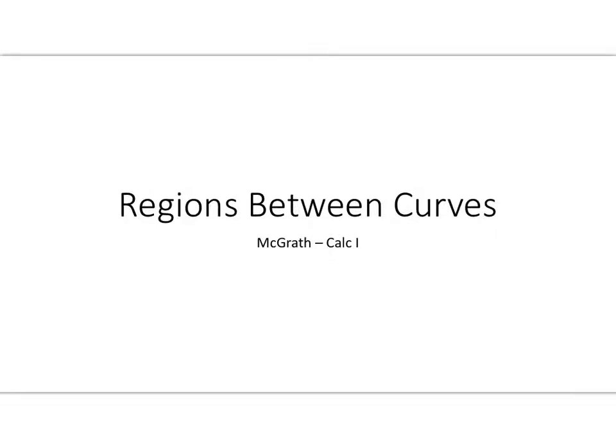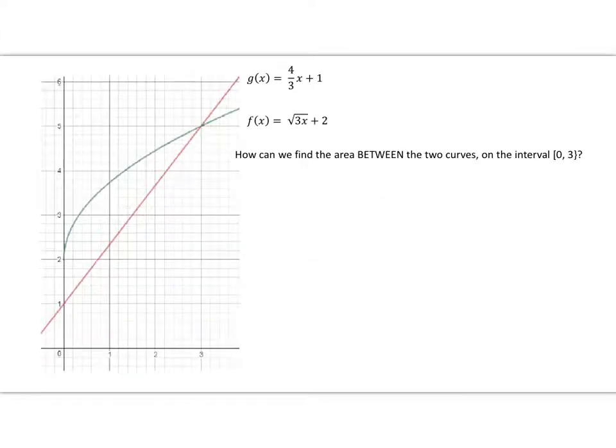We've been working with finding the area between a curve and the x-axis. Now we want to look at finding the area of the regions between curves. So here I have two functions, g of x equals 4/3 x plus 1, that's the red line, right? And then we also have the green, which is f of x equals the square root of 3x plus 2. Well, how can we figure out what the area between the two curves is? So I'm looking to find this area right here.